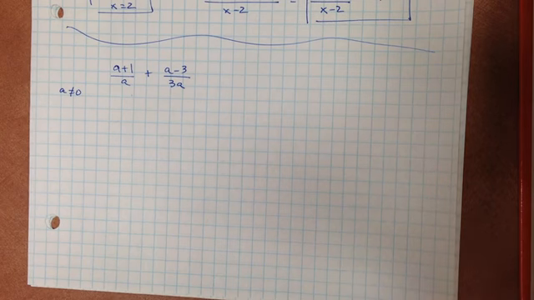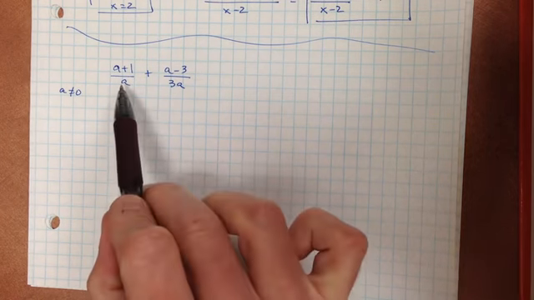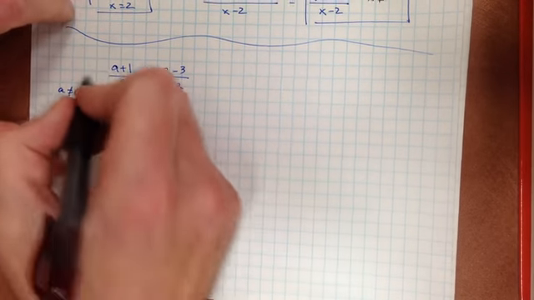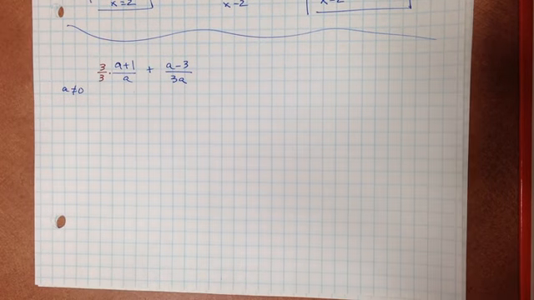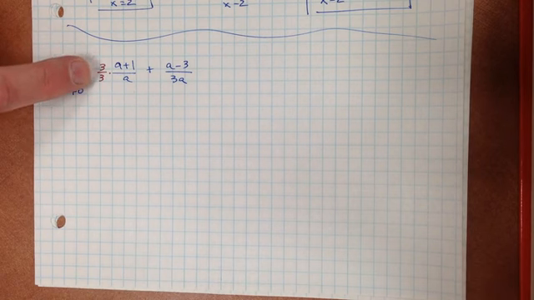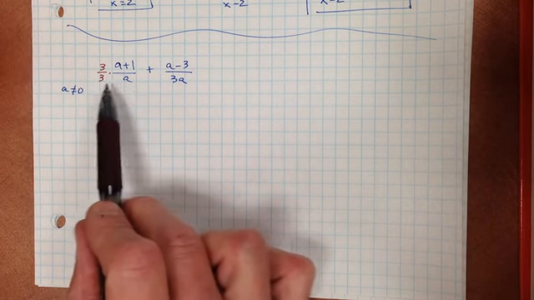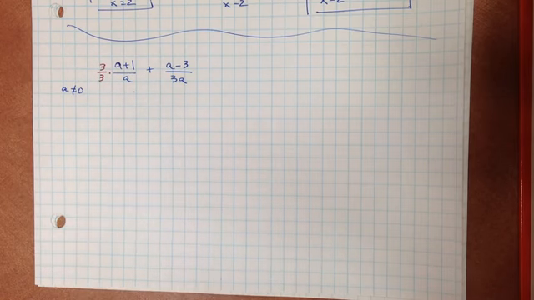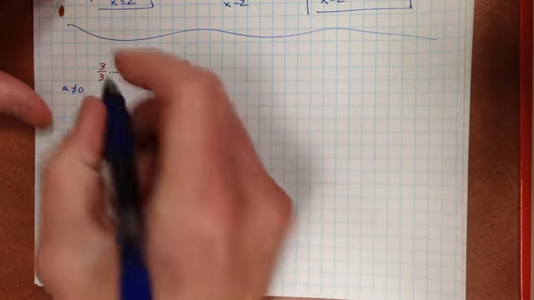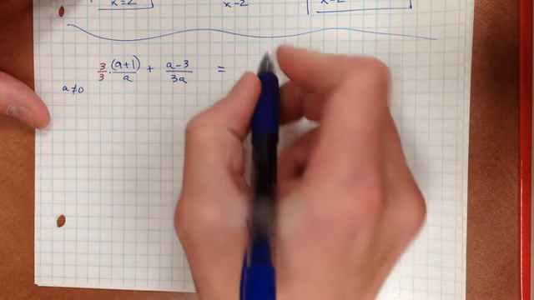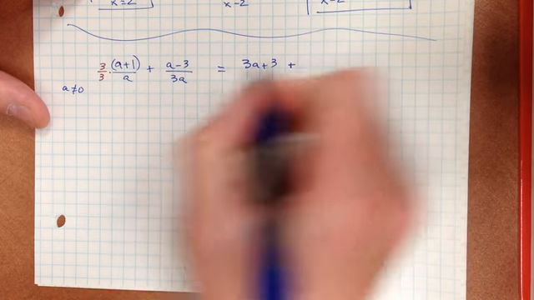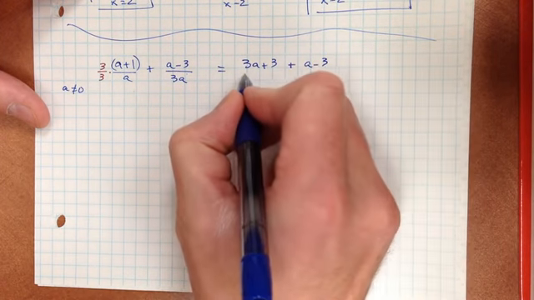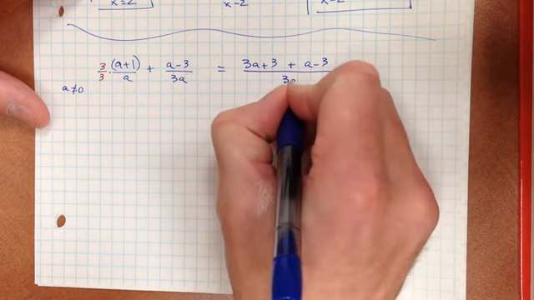Now looking at this, we do not have a common denominator. A, 3a, so this fraction would need to be multiplied by 1. But when I say 1, I'm multiplying by 1 in the form of 3 over 3. You can multiply any fraction by 1, but this will give our denominator the commonality and make it 3a, just as that one is 3a. So I'm going to have to also distribute this. Be aware, 3a plus 3 plus a minus 3 all over my common denominator now of 3a.